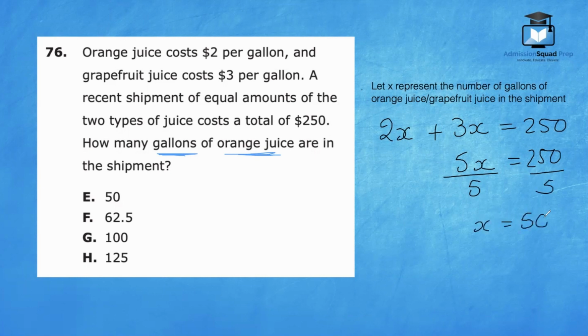X equals 50 gallons. So there were 50 gallons of orange juice that were sent out and 50 gallons of grapefruit juice that were sent out. But since the problem is only asking us about the gallons of orange juice, E is the correct answer. There were 50 gallons of orange juice in the shipment.